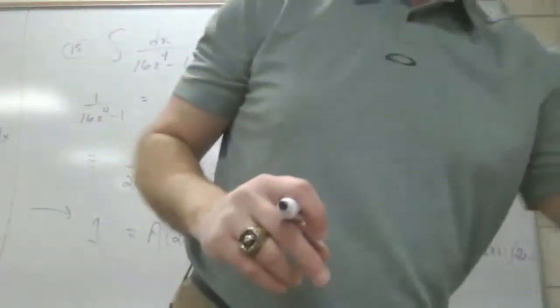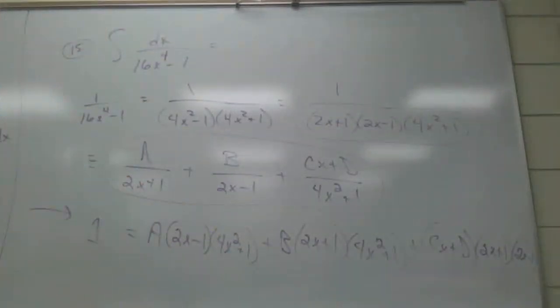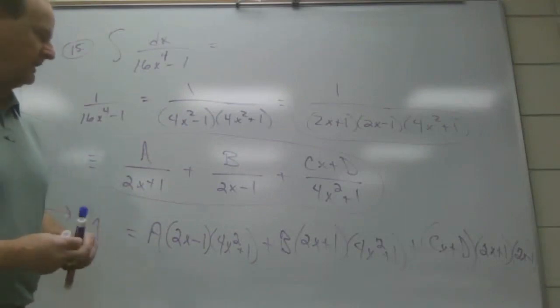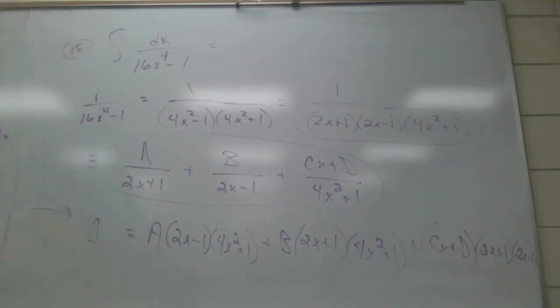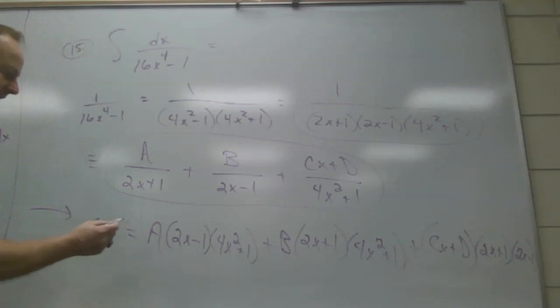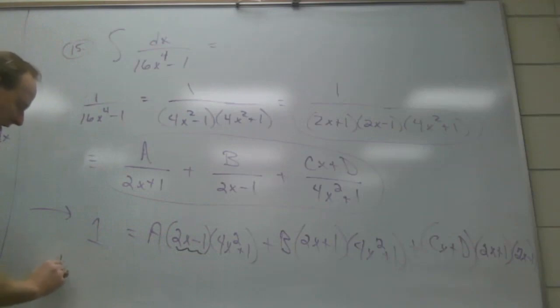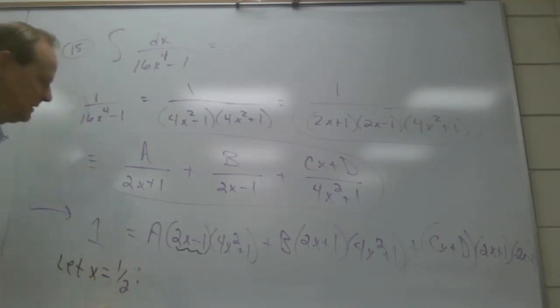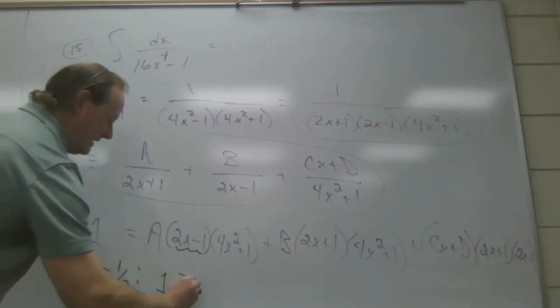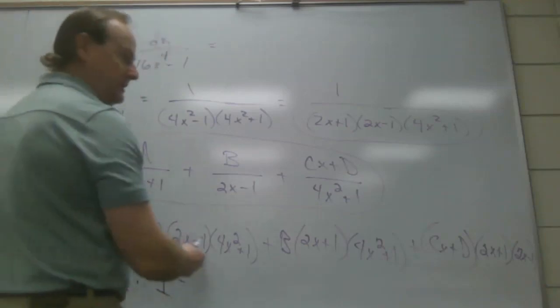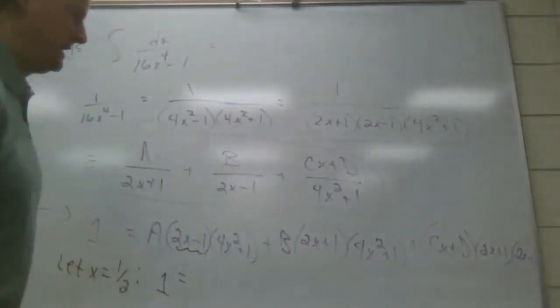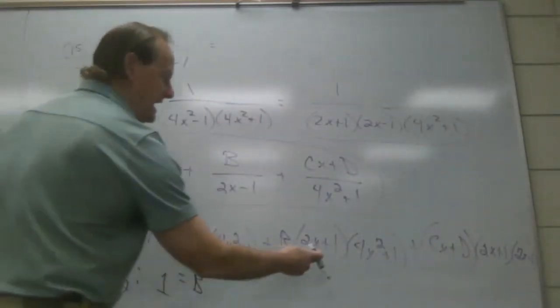Okay, so there are a couple of different ways to do it. First of all, we have 4 equations, 4 unknowns. I don't really want to do it that way. I'm going to try to use that trick that we talked about. So what would make this one 0? If we let x equal what? What makes 2x minus 1 zero? 1/2. So if we let x equal 1/2, let's see what we get. We're going to get 1 on the left side, and on the right side, this one is 0 and the last one is 0. The middle one is not 0.